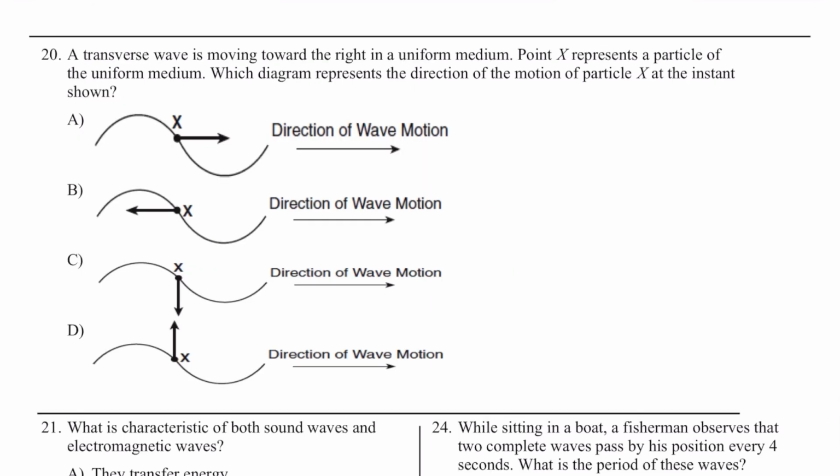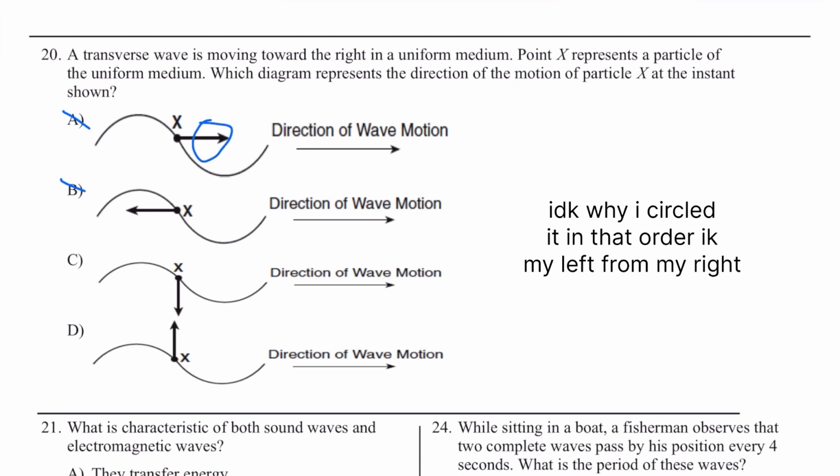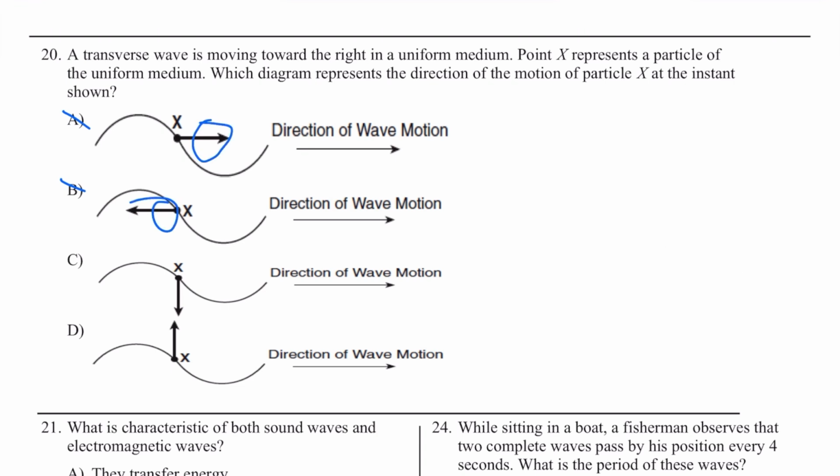20. A transverse wave is moving towards the right in a uniform medium. Point X represents a particle of the uniform medium. Which diagram represents the direction of the motion of particle X at the instant shown? So this is similar to question 4. It's a transverse wave, so the particles will be moving perpendicular, or up and down. So we know that choices A and B are wrong because this is saying left or right. Now, if you imagine the wave moving right, then point X would move up. So that's how we know that our answer is going to be D.